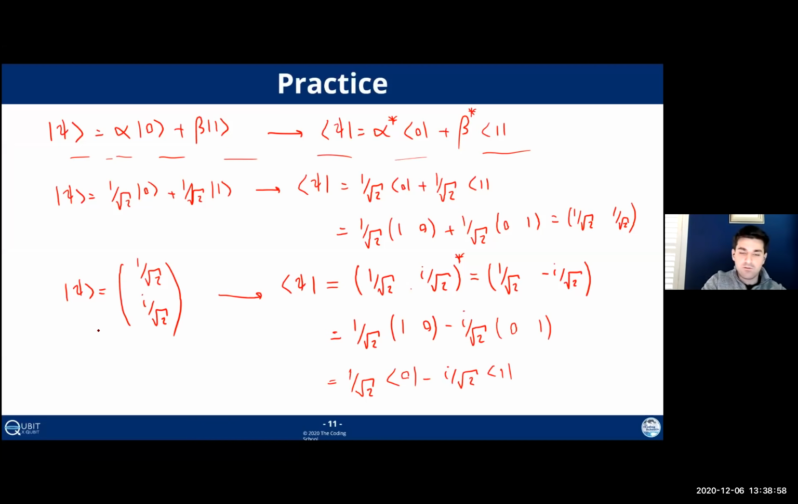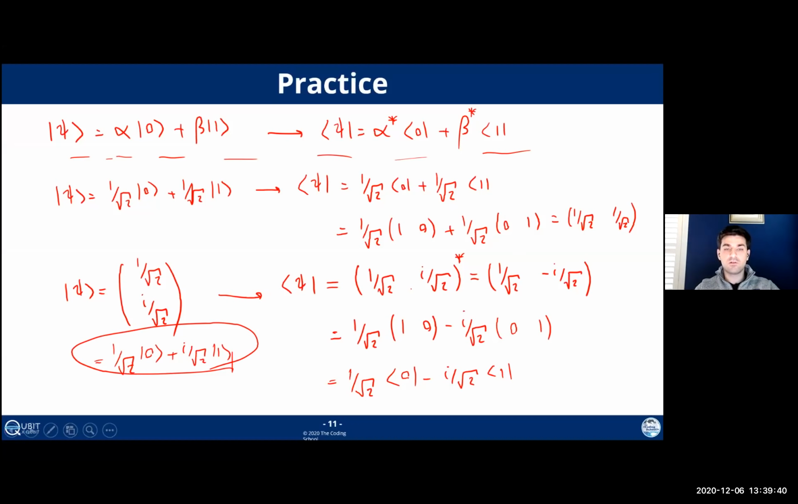And just for the sake of completeness, I'm going to write the psi here in the bracket notation so you can see it. So we had 1 divided by square root of 2 times ket 0, plus i divided by square root of 2 times ket 1. And again, just to reiterate, we started with the quantum state ket of psi, and we found out what the bra of psi is, using two different methods, both the vector notation and the bracket notation. Okay, so let's move on to the next slide now.